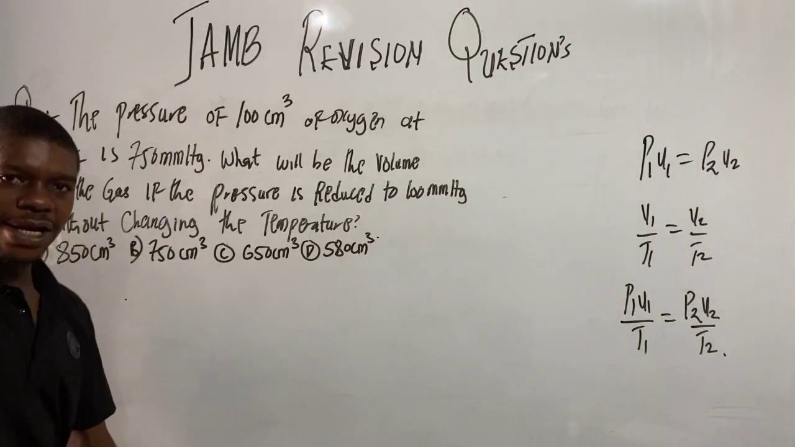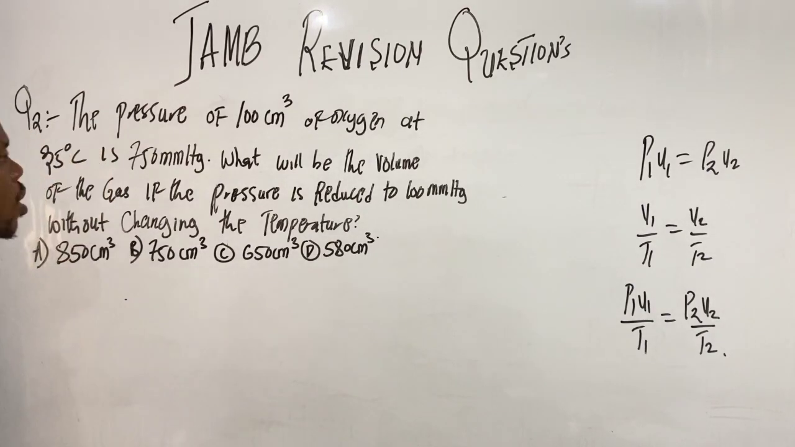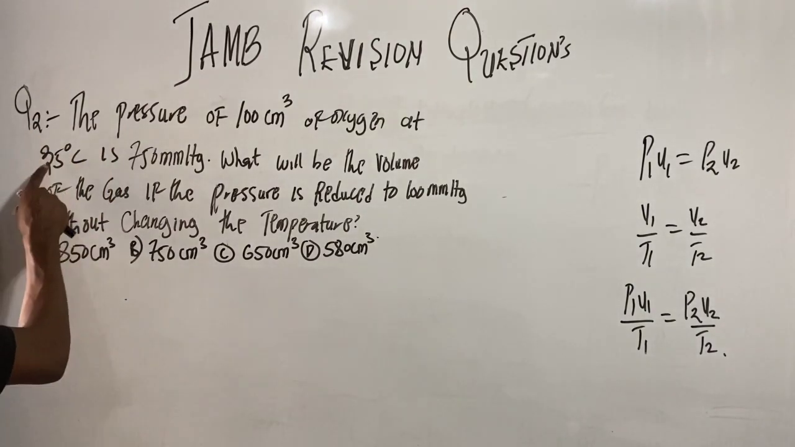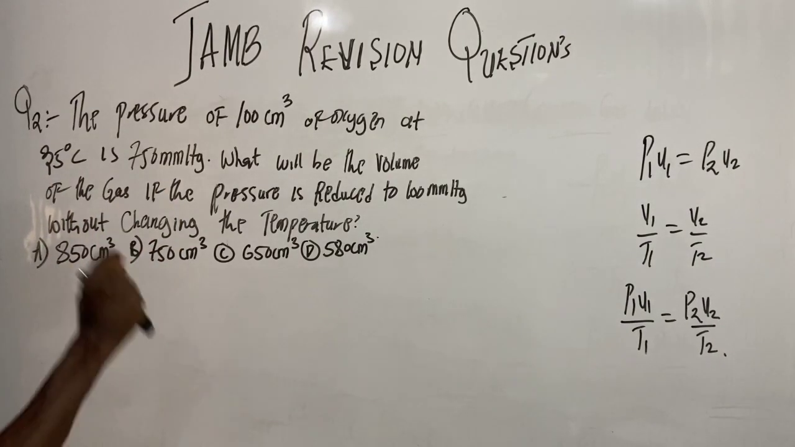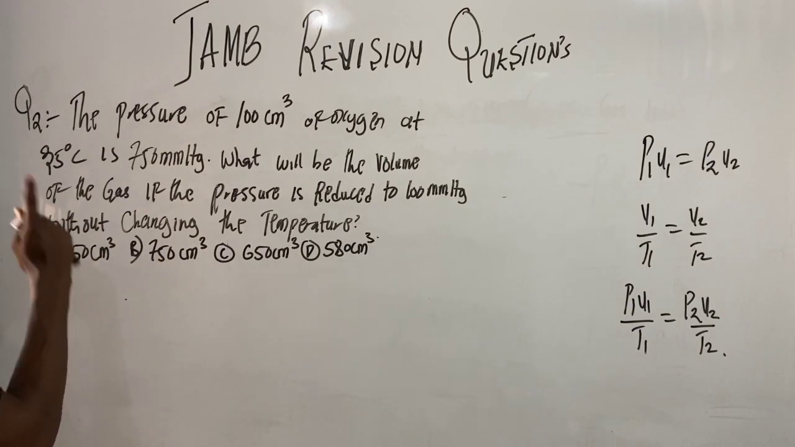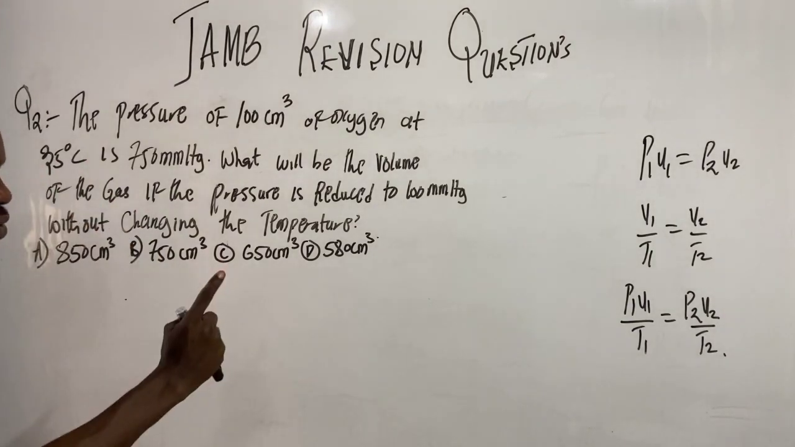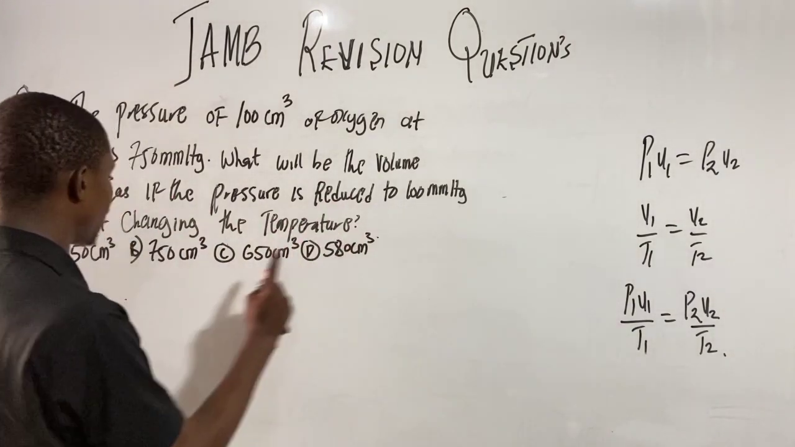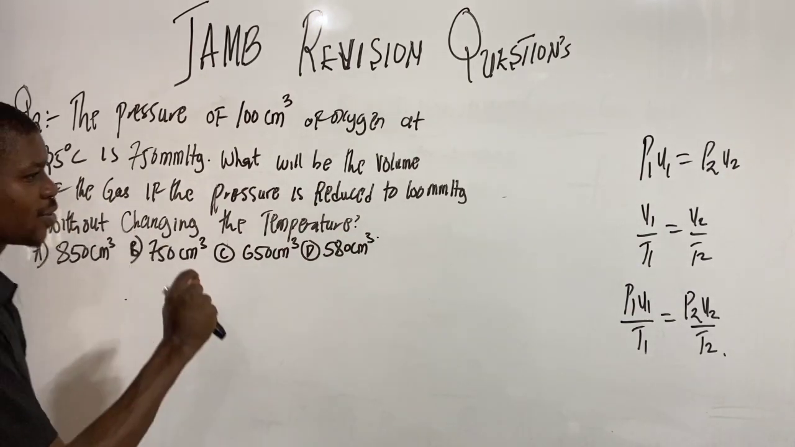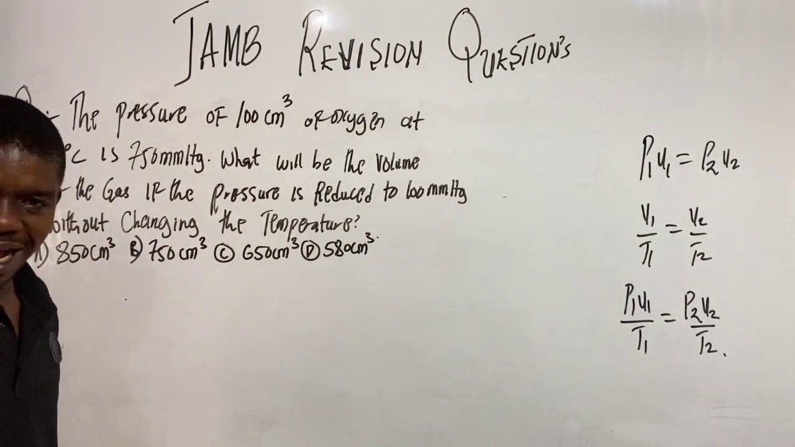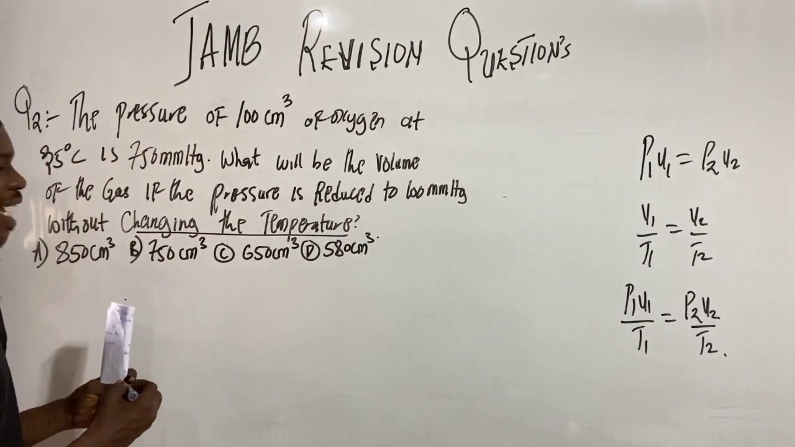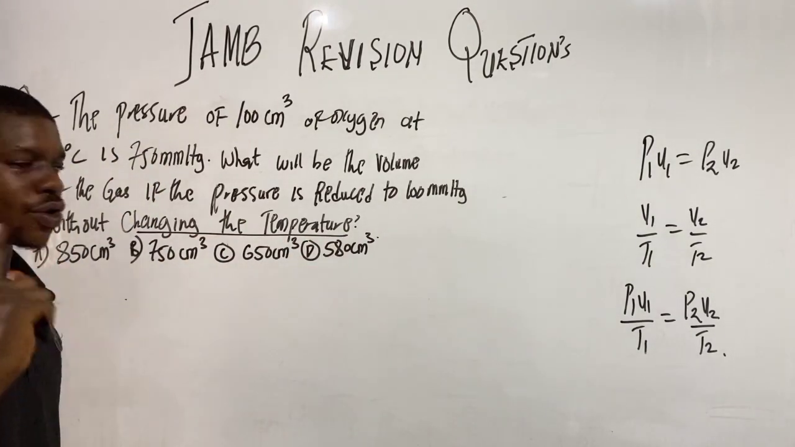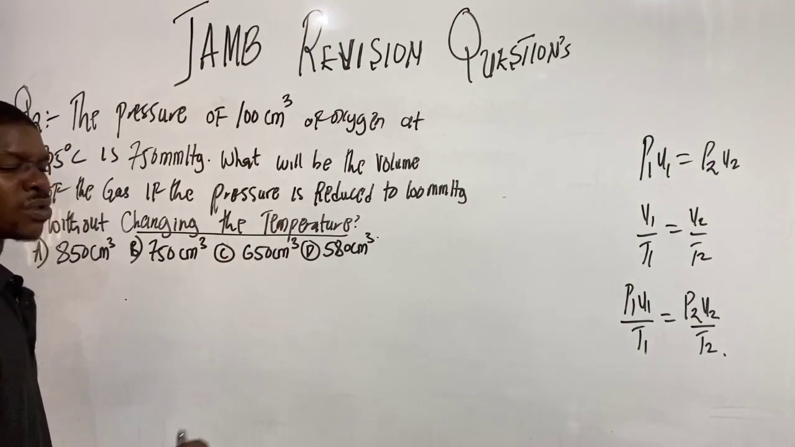so let's go to the second question. It says that the pressure of 100 cm cube of oxygen at 35 degrees centigrade is 750 millimeter of mercury. What will be the volume of the gas if the pressure is reduced to 100 millimeter of mercury without changing the temperature? It means that it is at constant temperature.